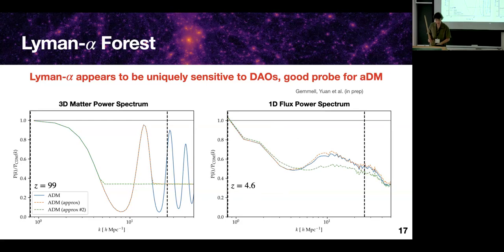If we actually calculate the 1D flux power spectra using fake spectra, which mimics the Lyman alpha signature, we see quite a big difference between the full approximation and capturing just the first peak. And there's not much difference between further peaks at much larger scales. So this is why Lyman alpha, as we heard already, could be really good at testing dark matter in general, but could be even better at testing atomic dark matter.